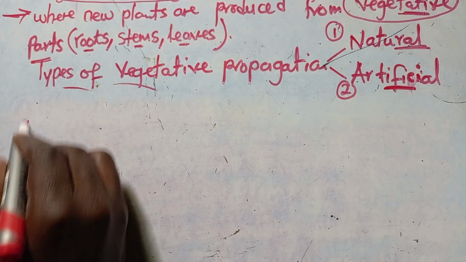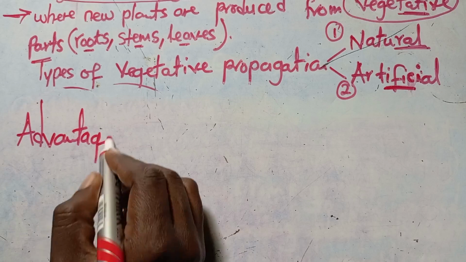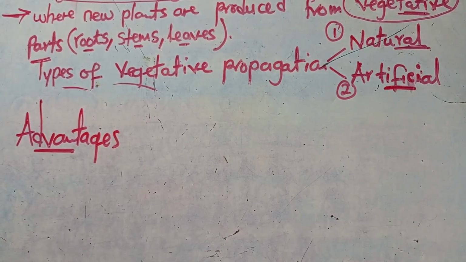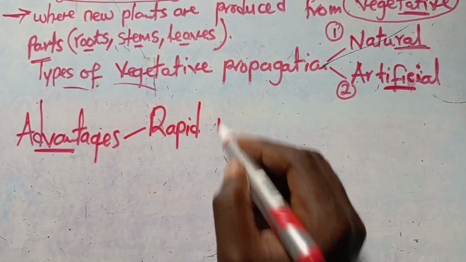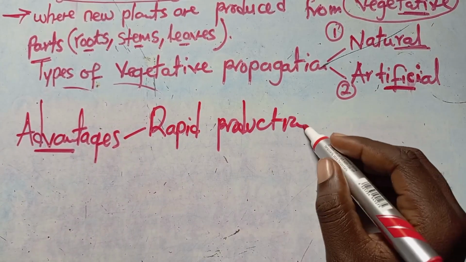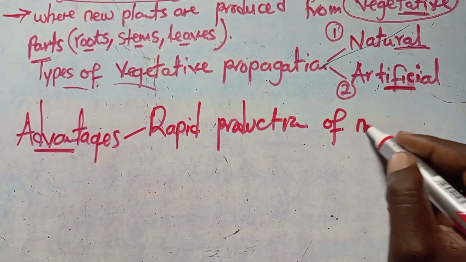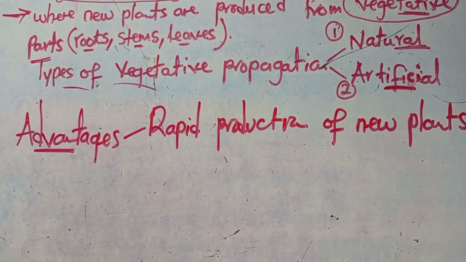We look at now the advantages of this propagation. What are some of the advantages that you need to understand? The good part, isn't it? So you discover that there is rapid production of new plants. These are the advantages of vegetative propagation. There is rapid production of new plants.